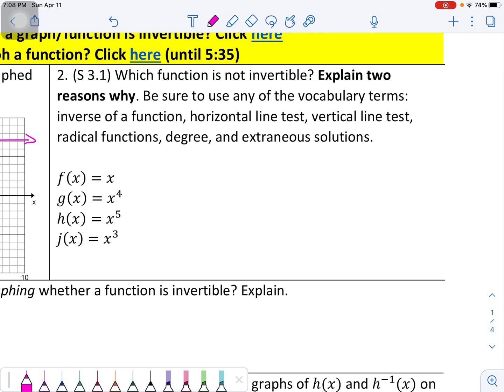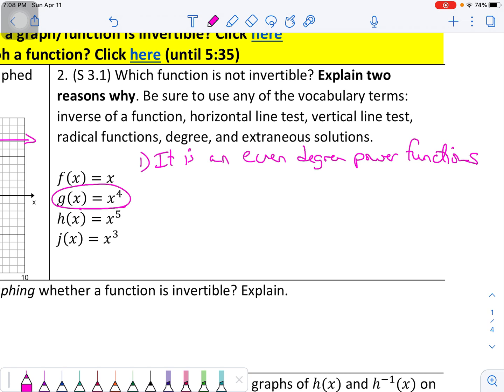And we have an option here. So you have x, x to the fourth, x to the fifth, and x to the third. Now, one thing to pay attention to is basically one of these things is not like the others. G of x, which is x to the fourth, is the only function there that has an even degree. That's the one that is not invertible. Explain 2 reasons why. First reason is it is an even degree power function. And even degree power functions are not invertible.